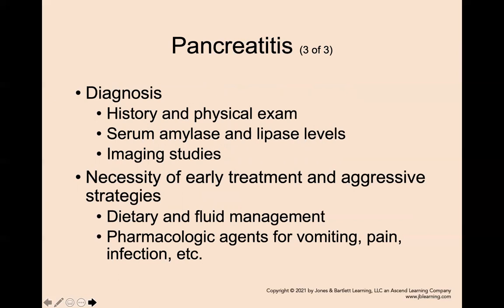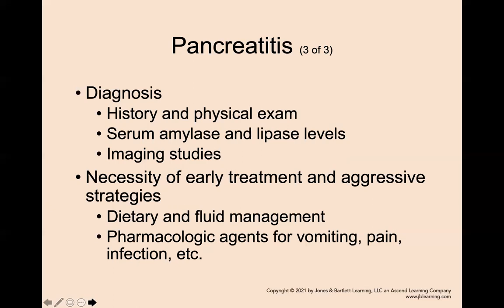You also want to check a CBC to check for signs and symptoms of infection, and a BMP to check for signs and symptoms of dehydration. You may also want to do some imaging studies, if you don't know the cause of the pancreatitis, to see if there is a gallstone or something else going on there.